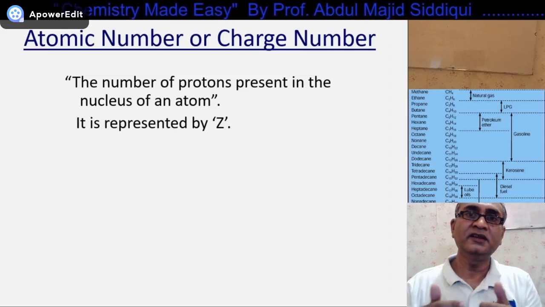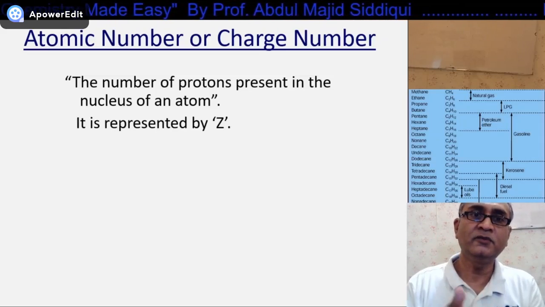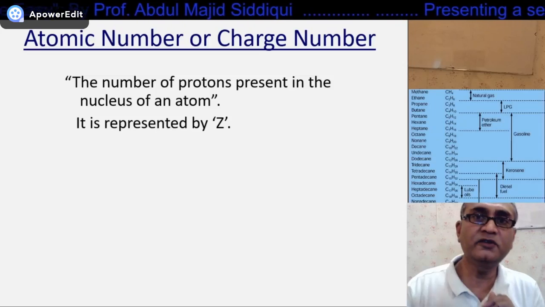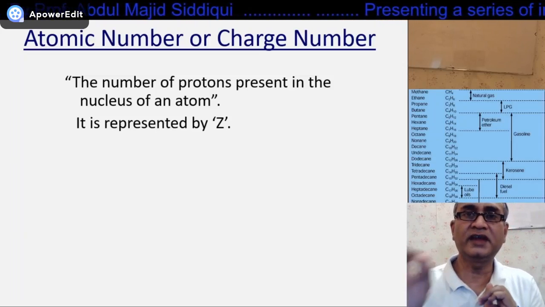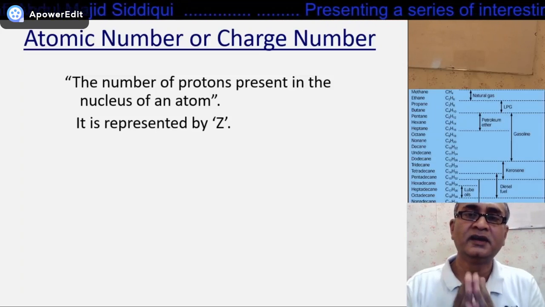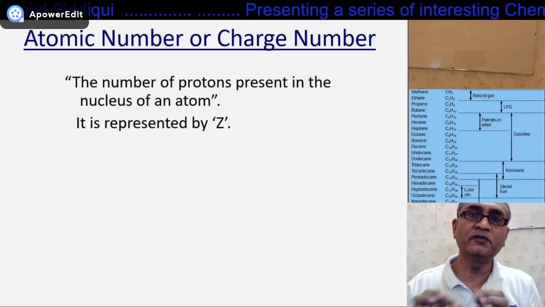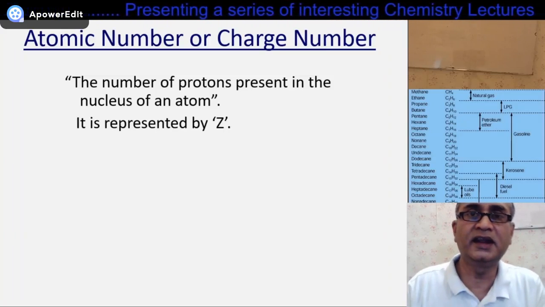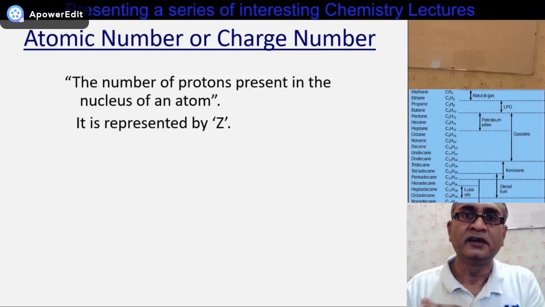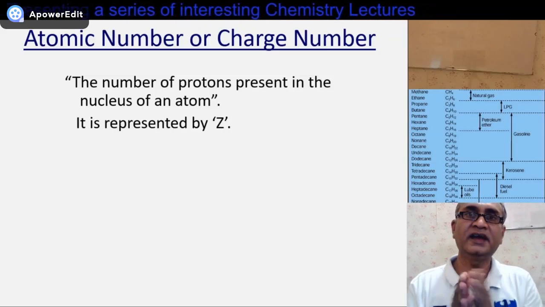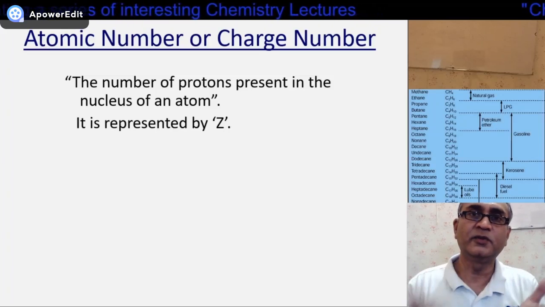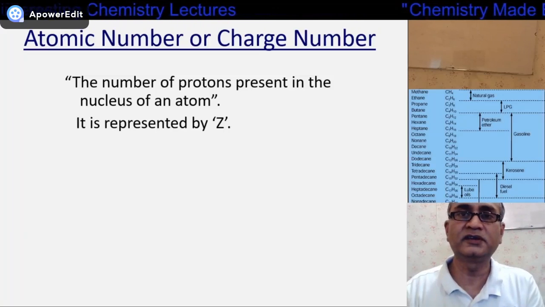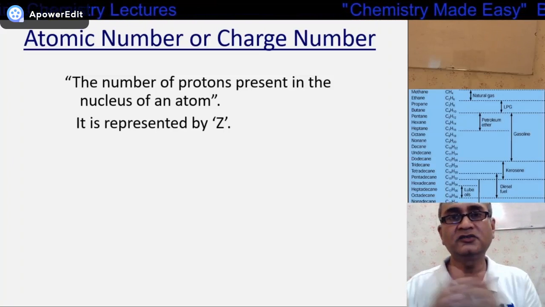So scientists gave this proton number a name, which is called atomic number. So what is atomic number? The number of protons present in the nucleus of an atom is called its atomic number. Suppose an atom of sodium has 11 protons, so its atomic number will be 11. An atom of nitrogen has 7 protons, so its atomic number will be 7. An atom of uranium has 92 protons, so its atomic number will be 92.